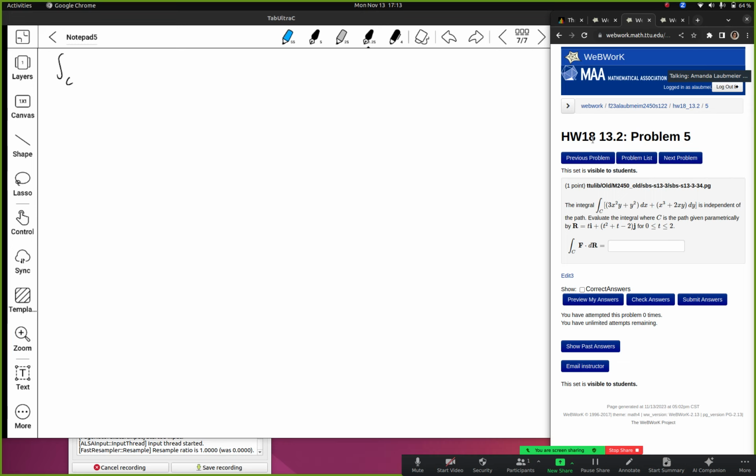So let's write all that out. (3x squared y plus y squared) dx plus (x cubed plus 2xy) dy. C is given by r equal to t i hat plus (t squared plus t minus 2) j hat. And there is no k component. This is just an integral with respect to x and y, so there's nothing else to do there. For 0 less than or equal to t less than or equal to 2.